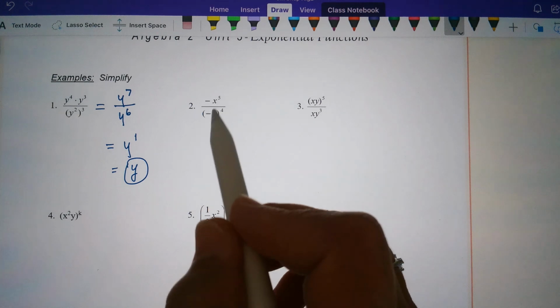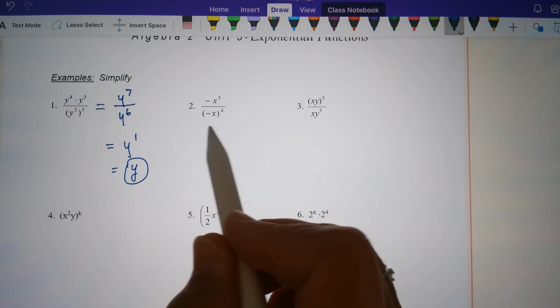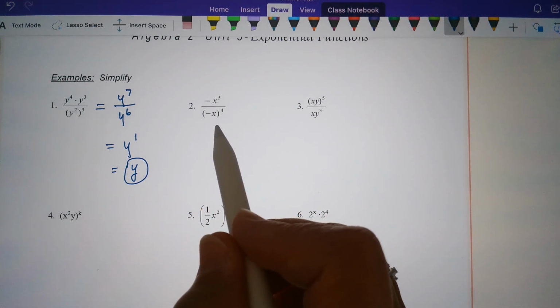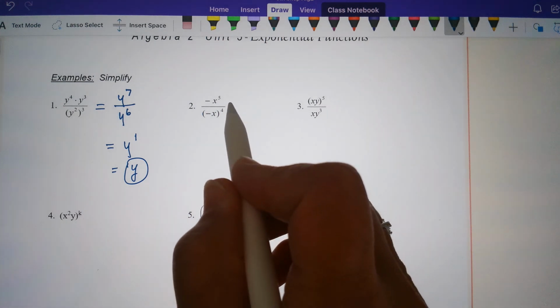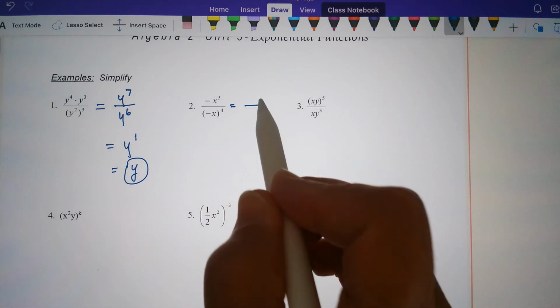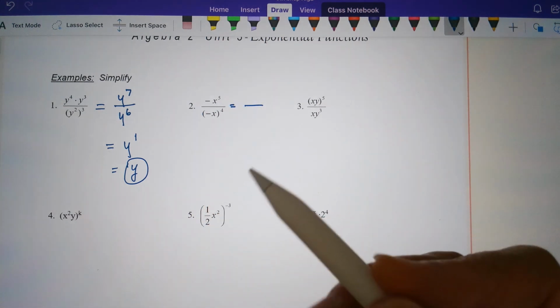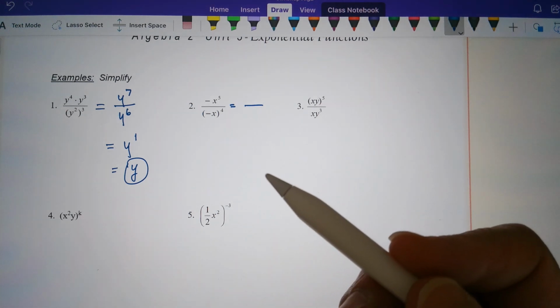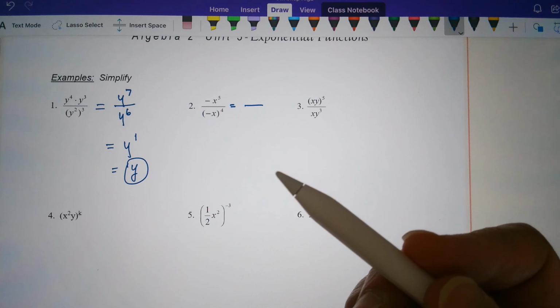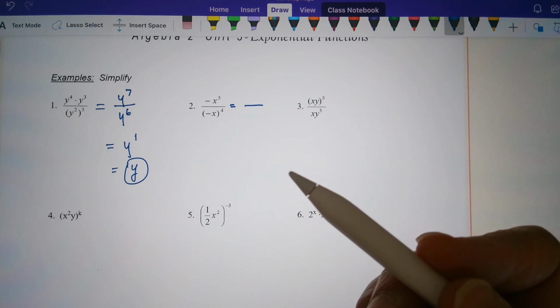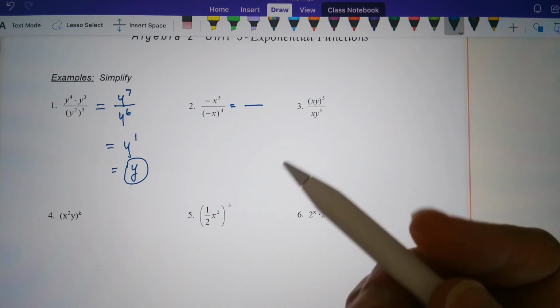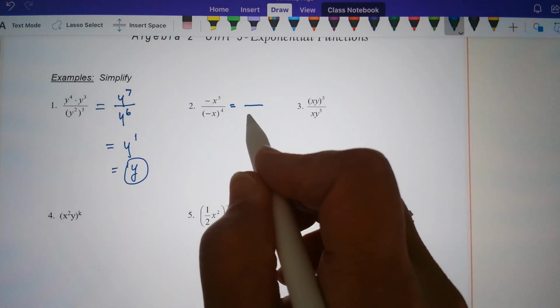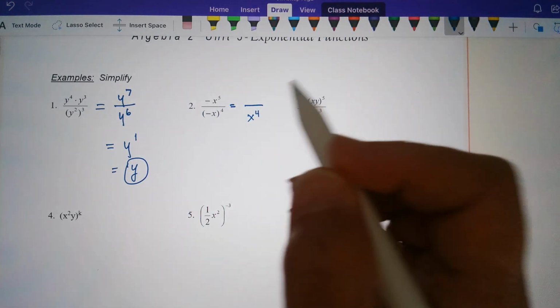In 2, there's nothing to do in the numerator. The denominator here, we have a negative x raised to the power of 4. So that means we distribute the 4. So it's a negative x times negative x times negative x times negative x. If you have an even number of negatives, your result is positive when you're multiplying. So this is the same as x to the 4th.